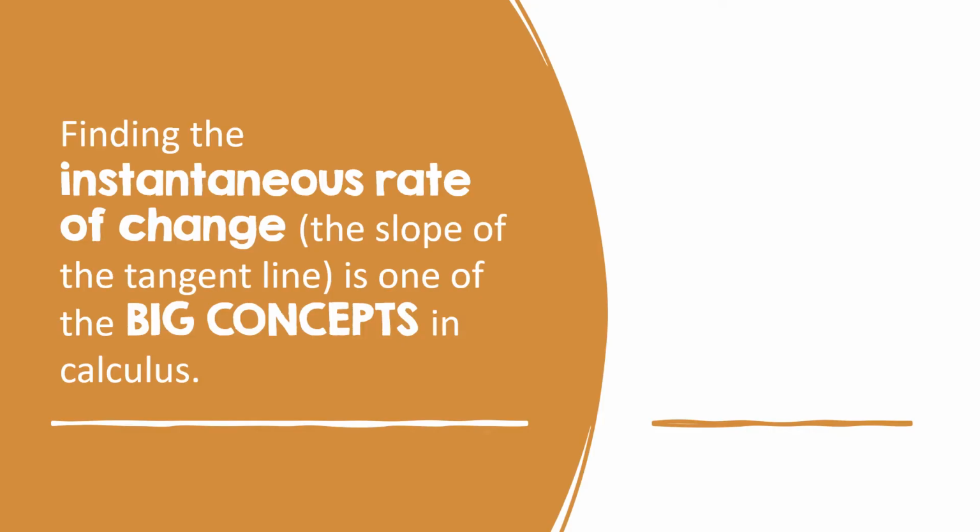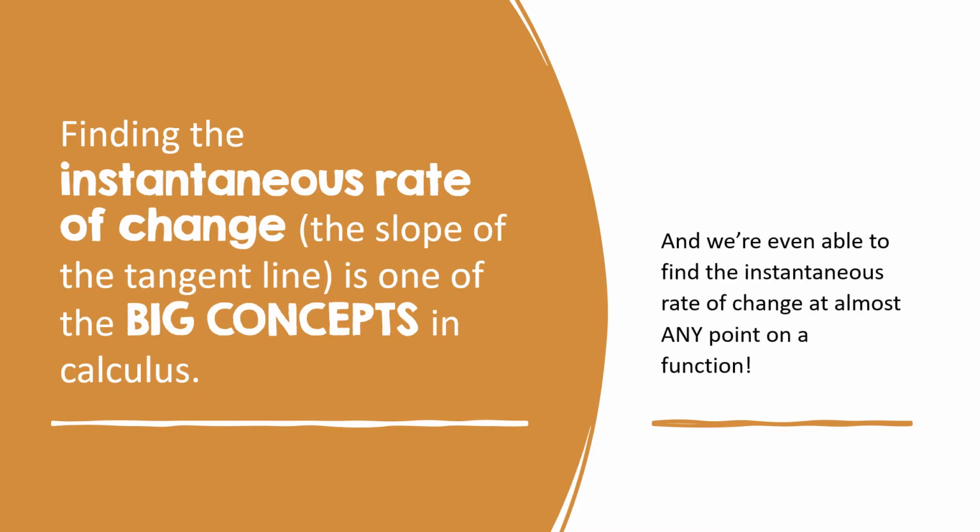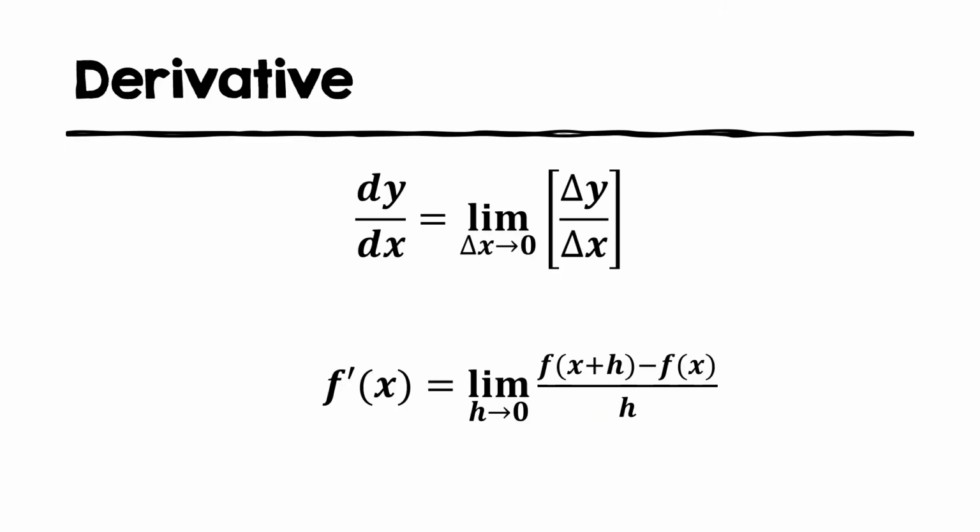Finding the instantaneous rate of change, so the slope of a tangent line, is one of the big concepts in calculus. And we're even able to find the instantaneous rate of change at almost any point on a function. So we don't have to find it for just one specific point. We can find something else that'll help us find all those slopes. This thing is called a derivative. So a derivative gives us the slope at any point of a function. And we denote it a couple different ways. So we can either say that the derivative is dy dx, so that's the derivative of y with respect to x, or we can call it f prime of x. And these are all equal to each other.